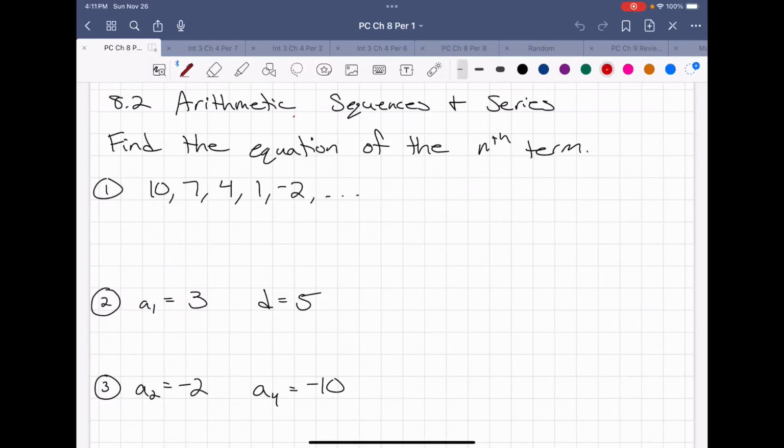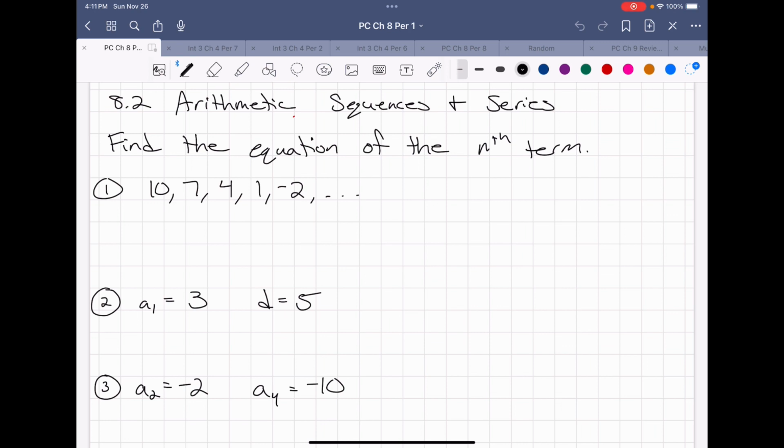Okay, this is our warm-up for section 8.2. You should have already watched the video. Pause the video and try these problems on your own first. So in last night's video, you learned about arithmetic sequences. And yes, I know it's spelled like arithmetic, but it's pronounced arithmetic when we're talking about sequences and series.